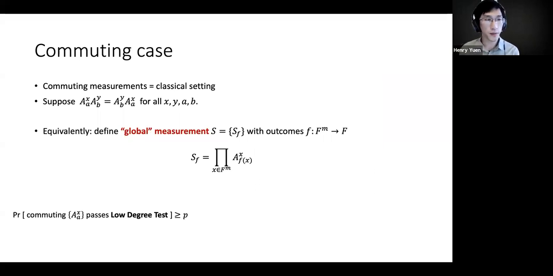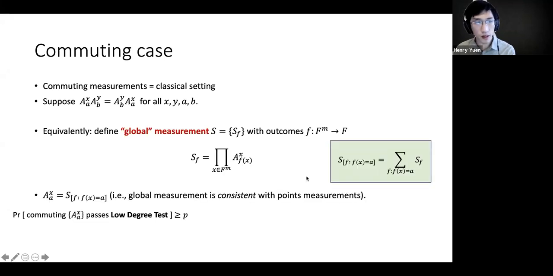Here's another way to express this. We can define a global measurement. This is a single measurement S with outcomes, and it's a measurement that produces outcomes that are functions. We can define S sub f to be the product of these individual points measurements that are consistent with that function. And since these operators all commute, the order doesn't matter. So this S sub f is still a projection. What we can say is that, equivalently, each points measurement is really the marginalization of this global measurement. So A sub x^a, this points measurement, is really the sum over all global measurements S that on x produce a. Okay, so these are all equivalent statements.